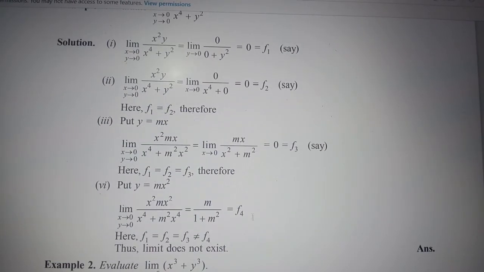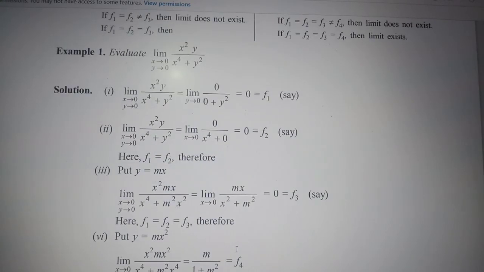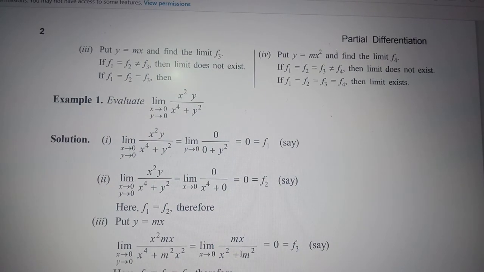So we go to the next, that is y is equal to mx square. For that, we substitute, and then we give the x turns to 0 condition. For this case, we get m in the limit, m in the function value, so it is not the same as the previous functions, so the limit does not exist. So this is the method we are following here.